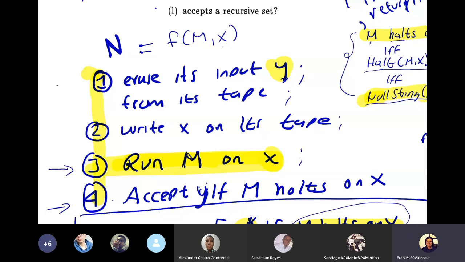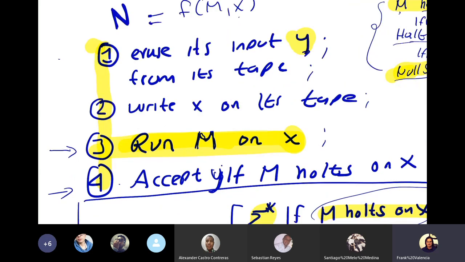Okay? Everybody's there with me? You need to focus on this because this is the most difficult part of the course, and that explains why so many people don't do so well in the final exam. So please pay attention to this. So far we have a machine N that takes the input Y and replaces whatever input it has with X. Okay, the third step is more important. You run M on X.